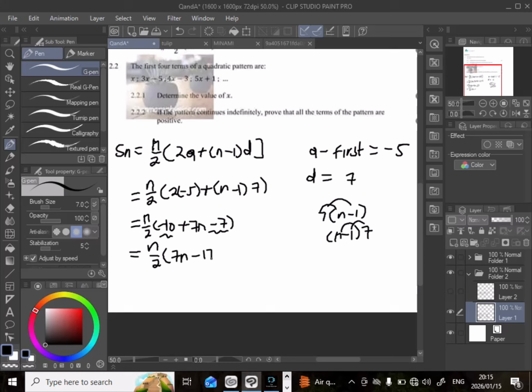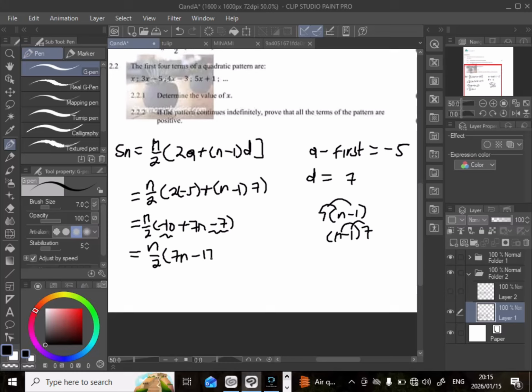Now let's go to question 2, where we are dealing with quadratic patterns. The first four terms of a quadratic pattern are x, 3x minus 5, 4x minus 3, 5x plus 1. Determine the value of x. How will you find the value of x? Now here is the tricky part.